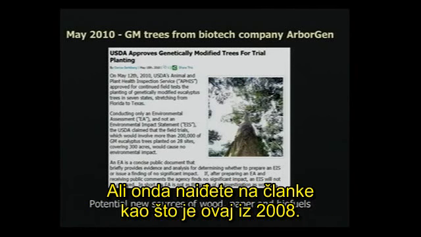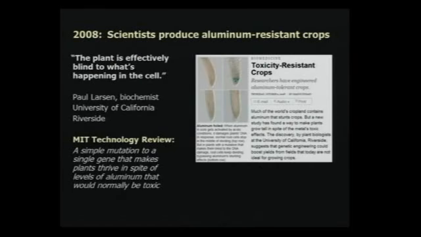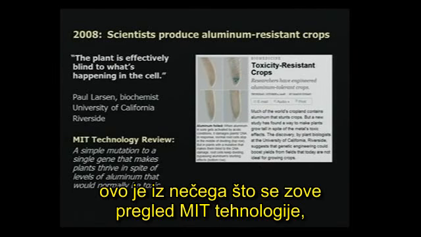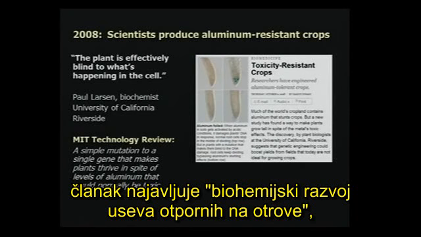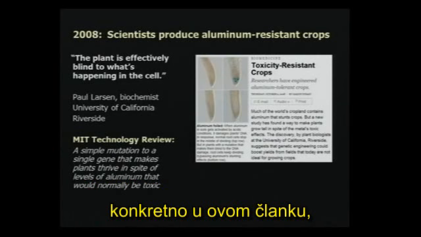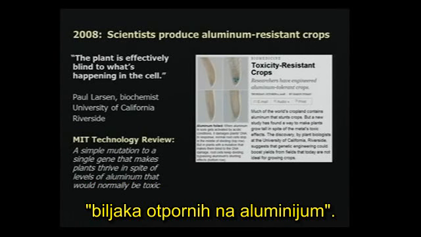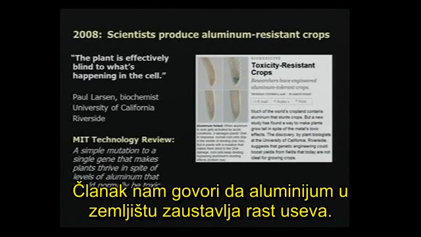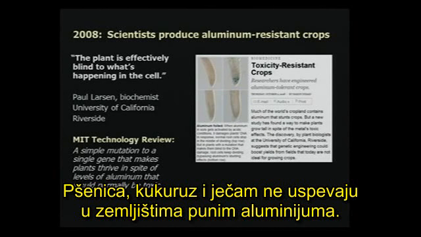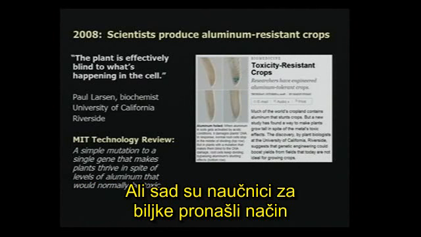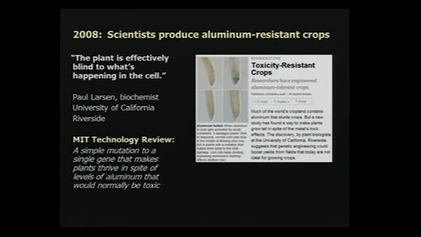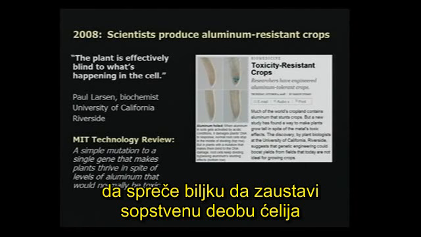But then you come up against articles like this, 2008. This was from something called the MIT Technology Review. An article announcing biochemistry's development of toxicity-resistant crops. In particular, in this article, aluminum-resistant plants. So the article tells us that aluminum in soil stunts the growth of crops. Wheat, corn, and barley don't fare well in aluminum-laden soils. But now, plant scientists have found a way to stop the plant from shutting down its own cell division.